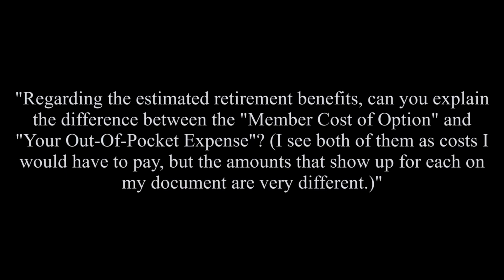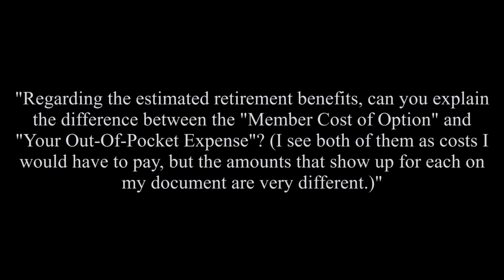Hello, everyone. I will answer your questions. We'll go in order as we have them. First question regarding the estimated retirement benefits, can you explain the difference between the member cost of option and your out-of-pocket expenses? I see both of them as cost I would have to pay, but the amounts that show up for each on my document are very different.